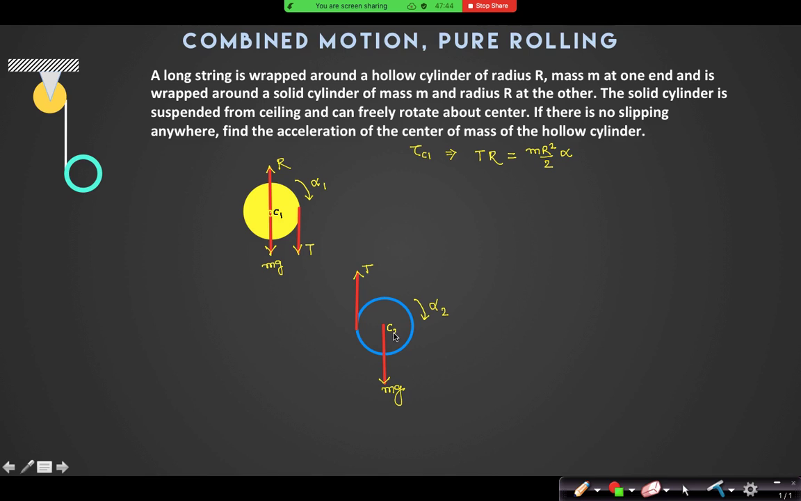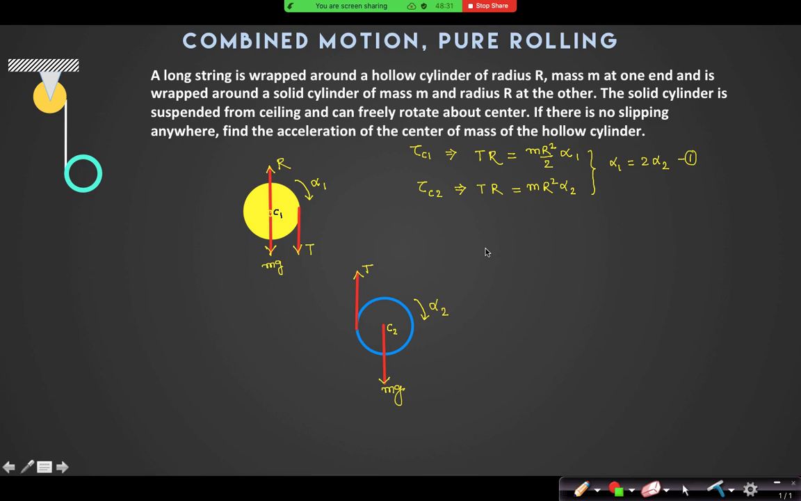And for this lower cylinder, it is rolling motion. Can I take torque about C2? Torque about the center of mass you can take anytime without any thinking. Torque about center of mass is always correct. So then it will be TR is equal to mr square into alpha 2. This is alpha 1 and alpha 2. Can I get a relation between alpha 1 and alpha 2 from this? Yes, sir. Alpha 1 is 2 times alpha 2. So that equation I can use.